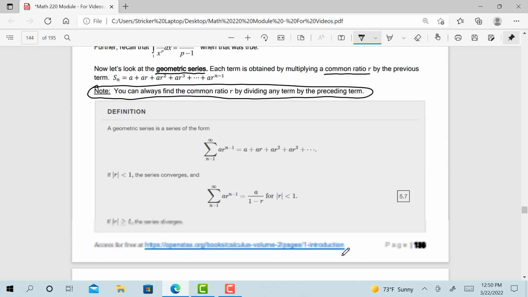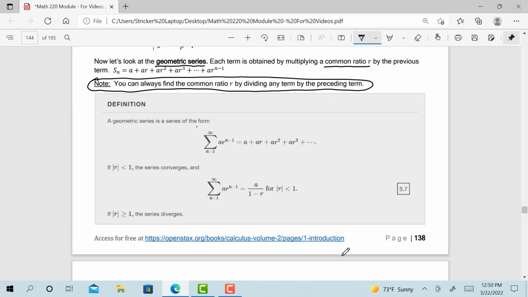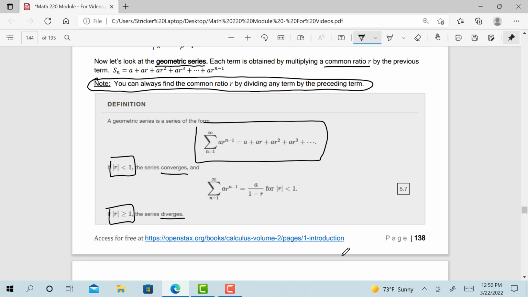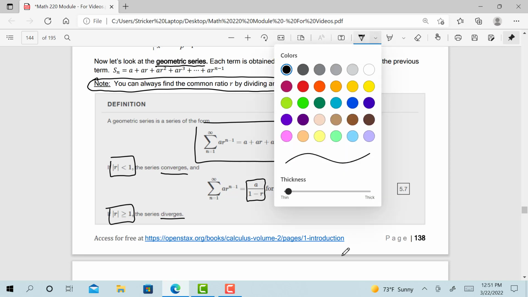So, the definition, we have the box here, has the form of a geometric series. This series converges or diverges depending on the value of r, that common ratio. If the absolute value of r is less than 1, the series converges. If the absolute value of r is greater than or equal to 1, it diverges. And if it does converge, we actually have a formula for what that series adds up to. The sum of that geometric series is equal to the first term a over 1 minus r, the common ratio.